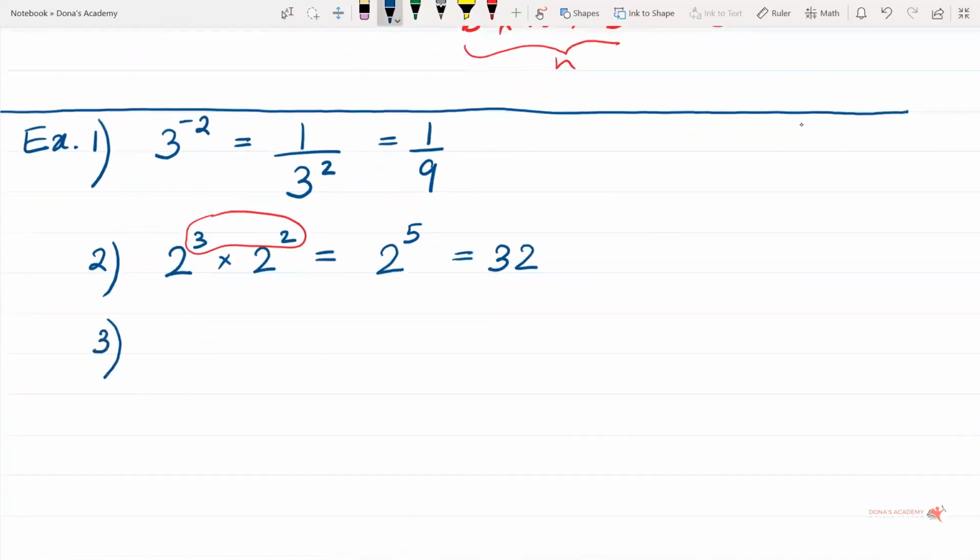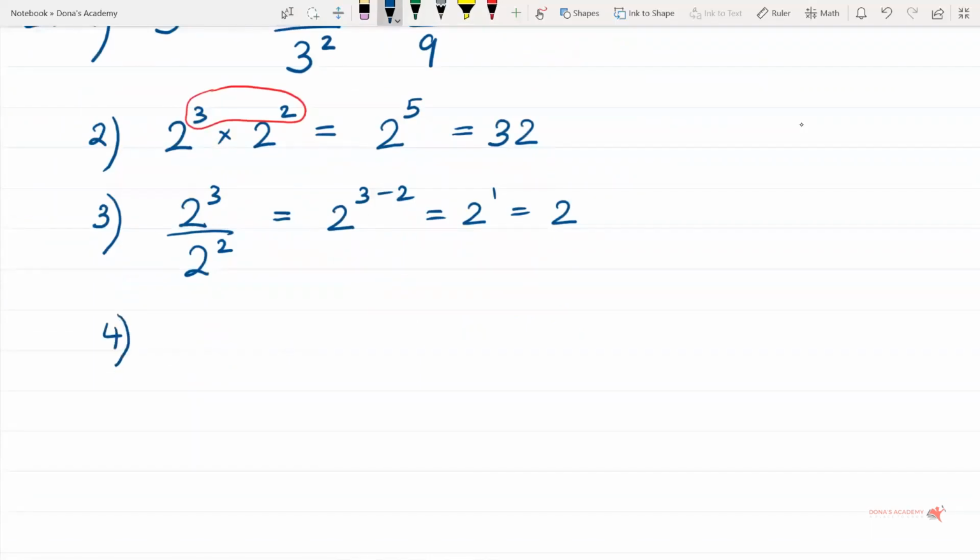Third one. I take the same thing, division. So this is same as 2 to the power 3 minus 2, which is 2 to the power 1, which is exactly 2.